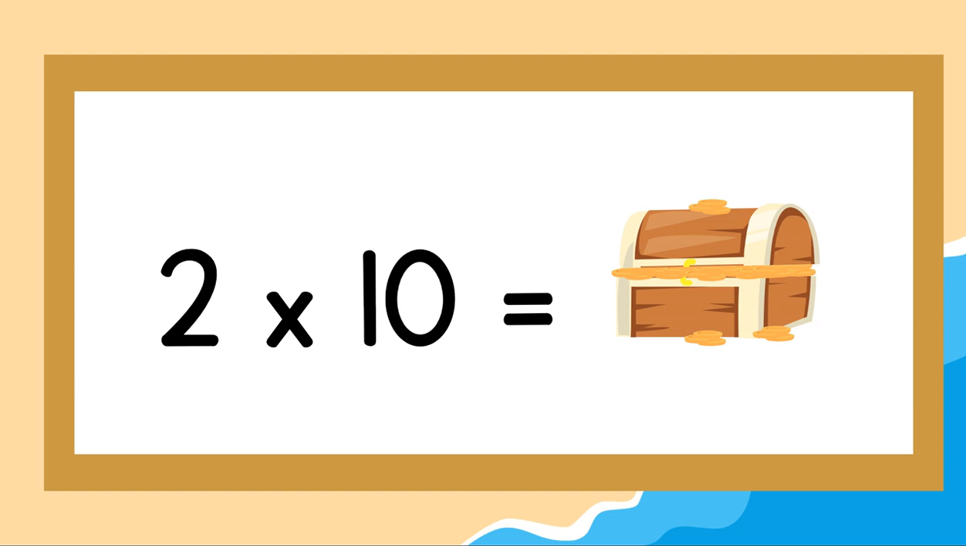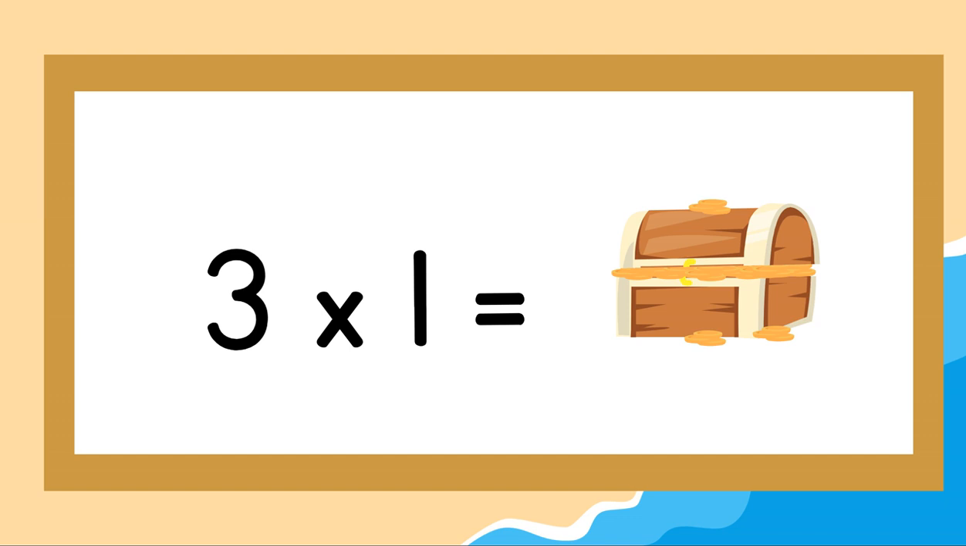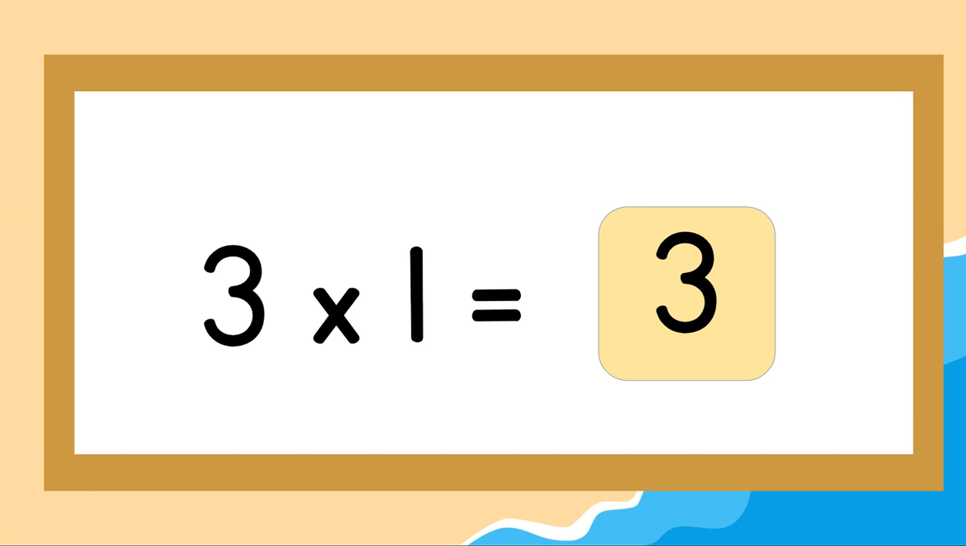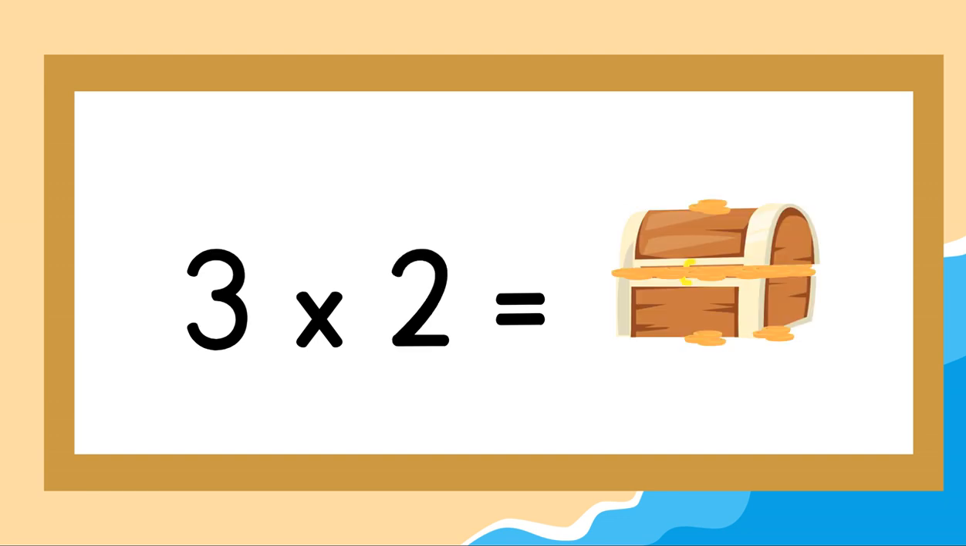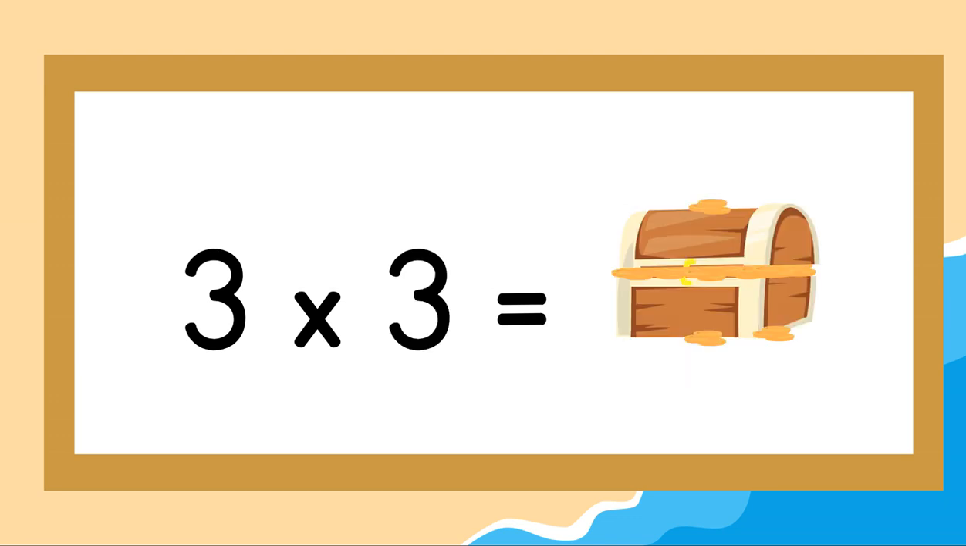2 tens are. Can you guess? 2 tens are 20. Now let's learn 3's table. 3 ones are. Can you guess? 3 ones are 3. 3 twos are. Can you guess? 3 twos are 6.